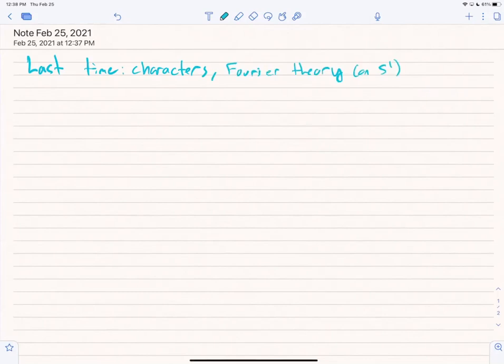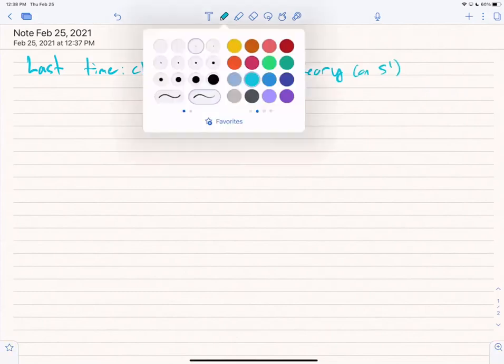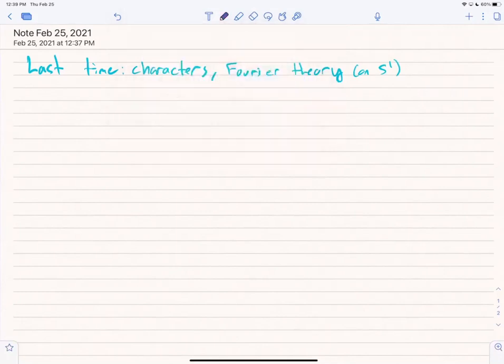So I want to start by pointing out two supplements, things I meant to say last time but didn't. So two additions. And then after I do that, we'll come back and talk about Fourier theory on Z mod NZ, which is something where we can actually easily prove things.